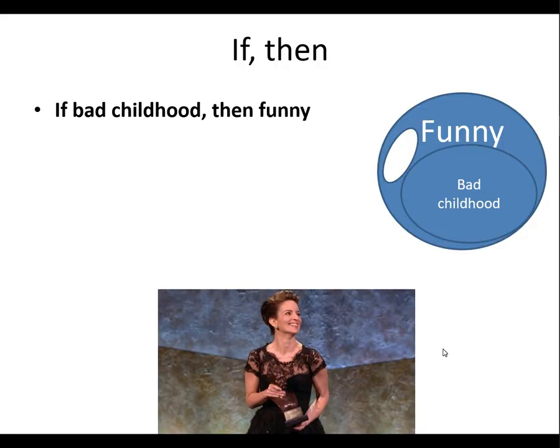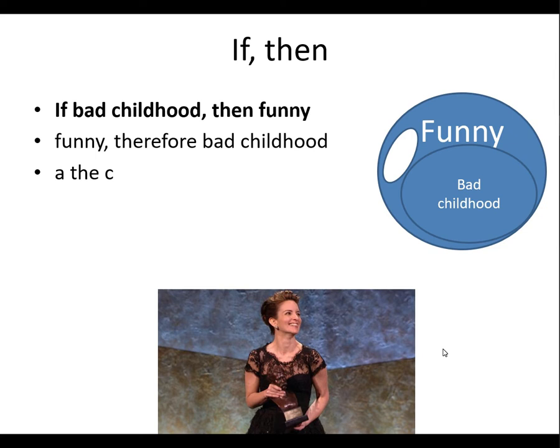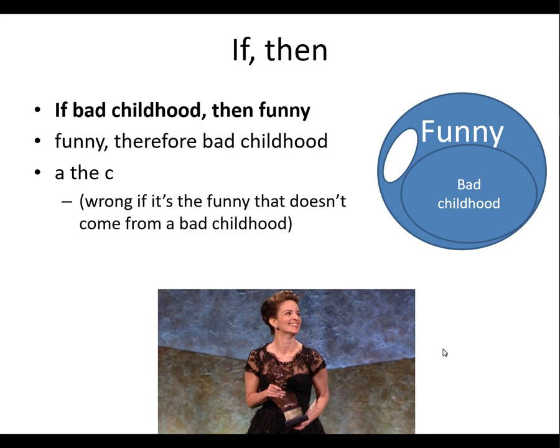This is another case of affirming the consequent, saying yes to the then and then yes to the if. If bad childhood, then funny; funny, therefore bad childhood. Affirming the consequent. She can't validly conclude from the if-then statement, if you have a bad childhood, then you'll be funny, that she had a bad childhood because she was funny, because the if-then statement doesn't imply complete overlap of bad childhood and funny. So she can be wrong if she got some of the funny that happens to not come from a bad childhood.